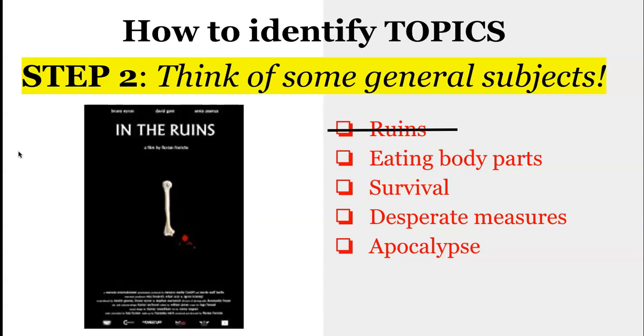In the same way, eating body parts is not a good topic. That happens in the story, but we wouldn't say that's what the story is about. That's not what the writer is trying to say. Survival, desperate measures, apocalypse, these are good topics though, because these are important things that the writer is trying to communicate in this story.